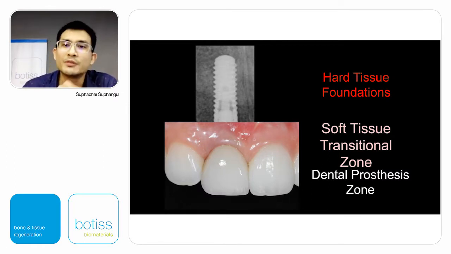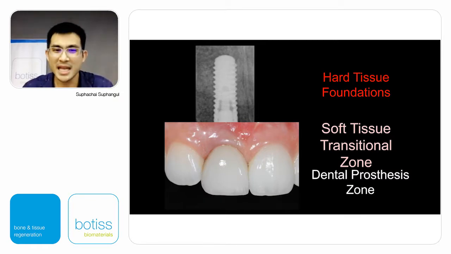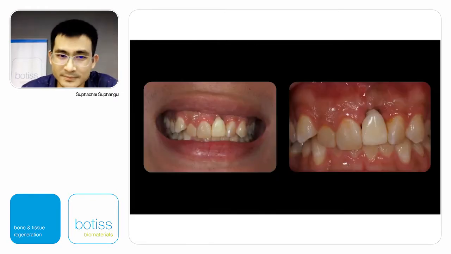If you have a good hard tissue foundation, we can build up the soft tissue transitional zone. And the last one is the dental prosthesis zone. This one is where we can achieve aesthetics more easily than in both other areas, because we can adjust, we can change the crown, we can use another material to match the aesthetics. However, we need to build up the hard tissue zone and the soft tissue zone first.